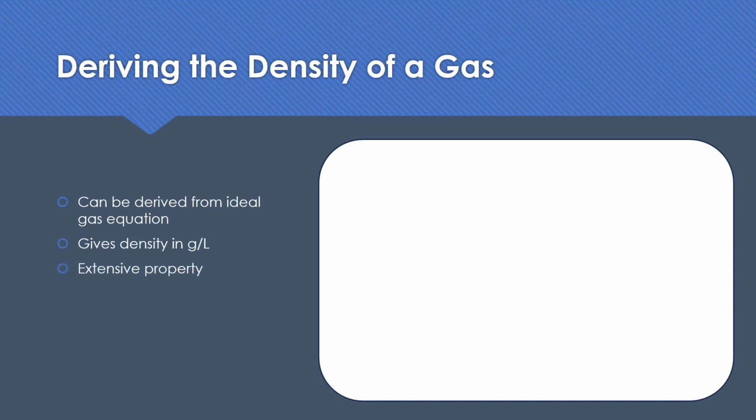Now, this is an extensive property because the volume of a gas can change without changing the amount, or you can change the amount without changing the volume. So the density ends up being an extensive property for gases because it does change when you change the amount.